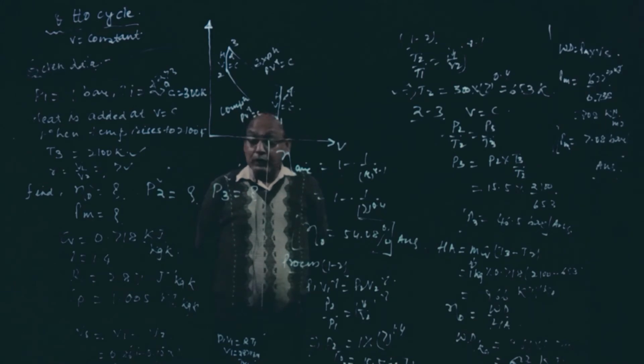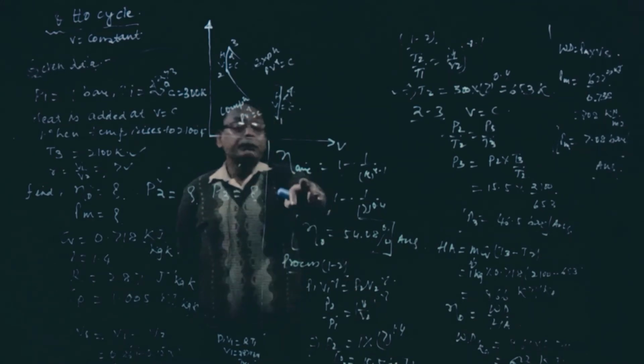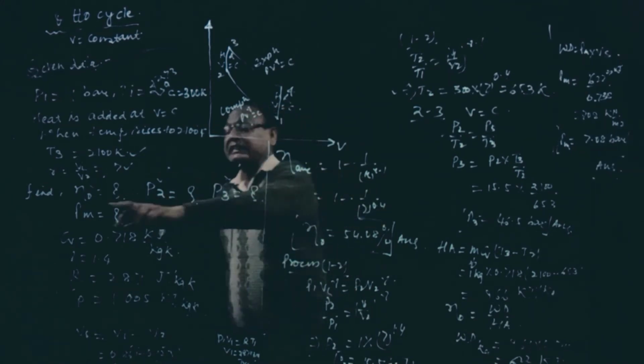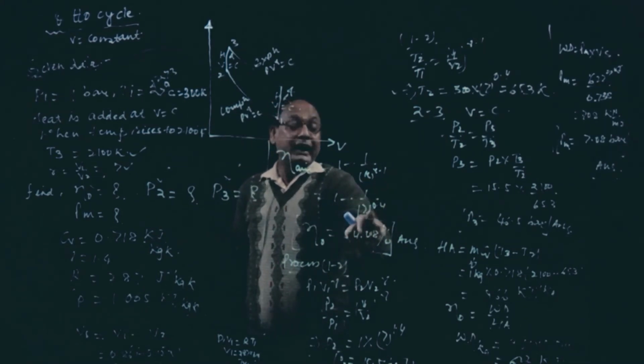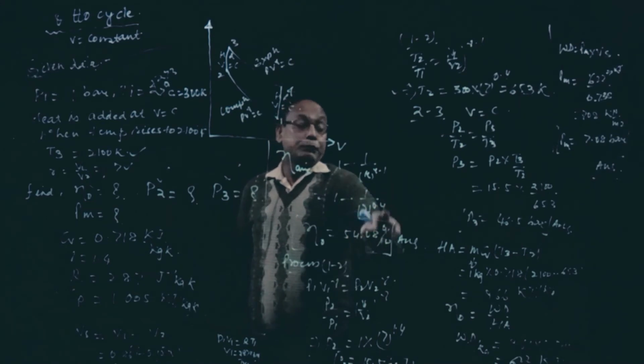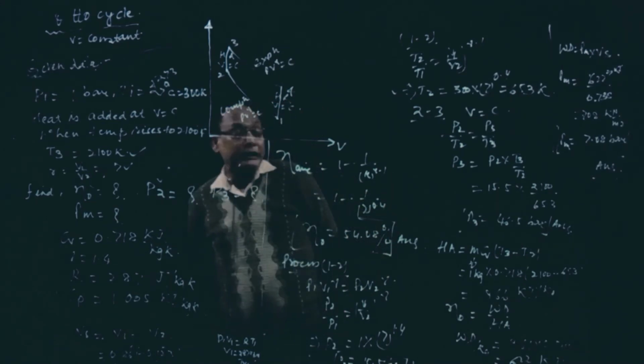So first of all, we have to find out the air standard efficiency since the compression ratio R is given. So 1 minus 1 by R to the power gamma minus 1, where R is 7, so 1 minus 1 by 7 to the power 0.4, it will have 54.08%.